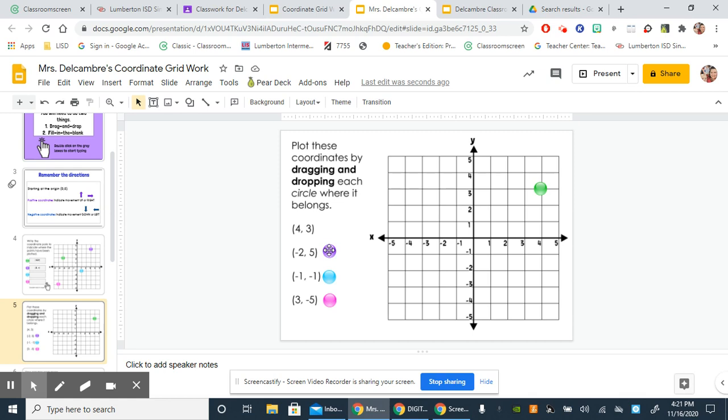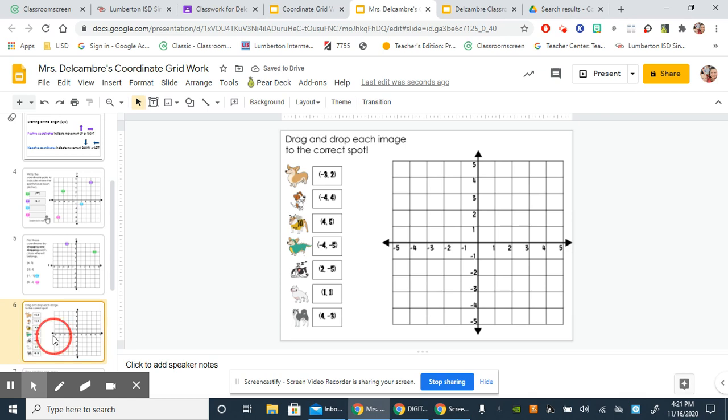So -2, 5. So again, I'm taking my circle, making it go to the origin. I'm going to go over to -2. I'm going to go up to +5. Do you see how it kind of is outlined where the two lines intersect? And just drop it right there.